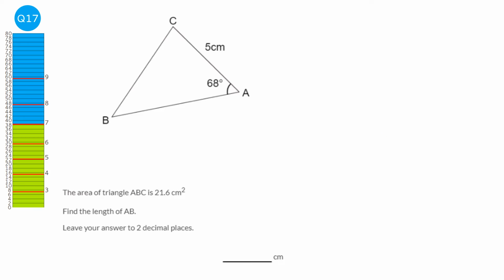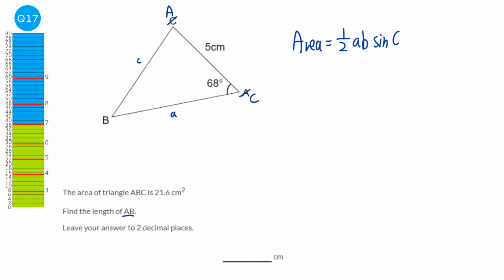Okay, so we're asked to find length AB, which is this length here. But I'm going to start just by renaming these letters, and I'm going to put this as a capital C, and this as a capital A, and a lowercase a over here. And the reason being is that we're going to use this formula, which is area equals half ab sine C. And you can see that the angle C is a C in this formula, and so I've just changed it to a C here.